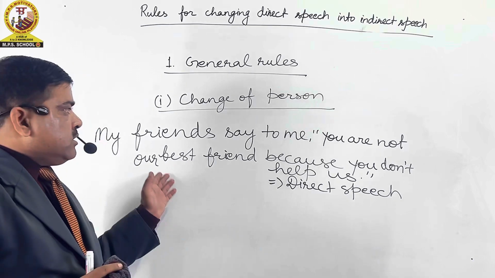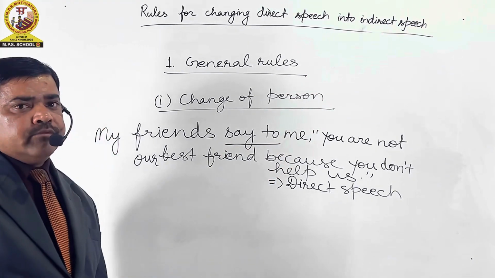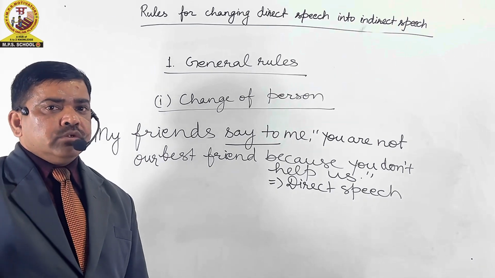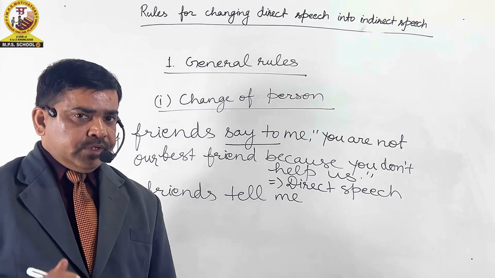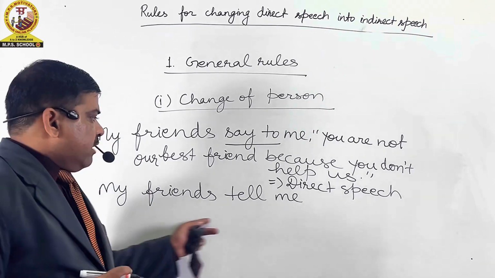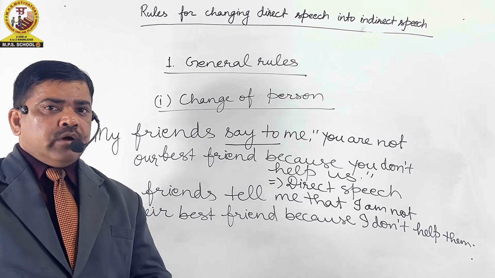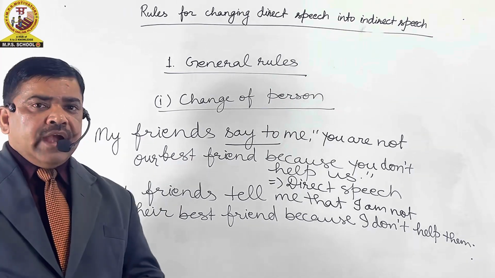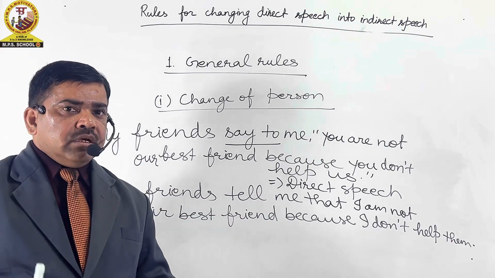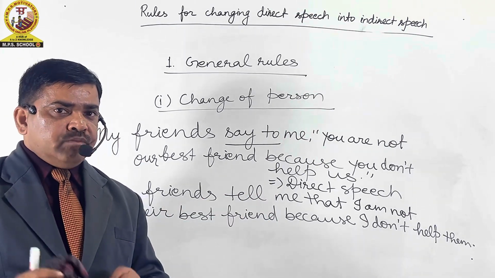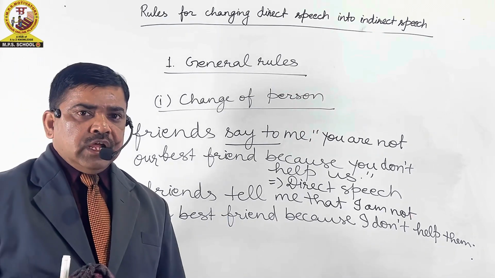We have to change this sentence into indirect speech. As per the rule, we will change say to into tell. So, as the first part of the sentence, I have written my friends tell me, and the indirect speech of the above sentence is my friends tell me that I am not their best friend because I don't help them.